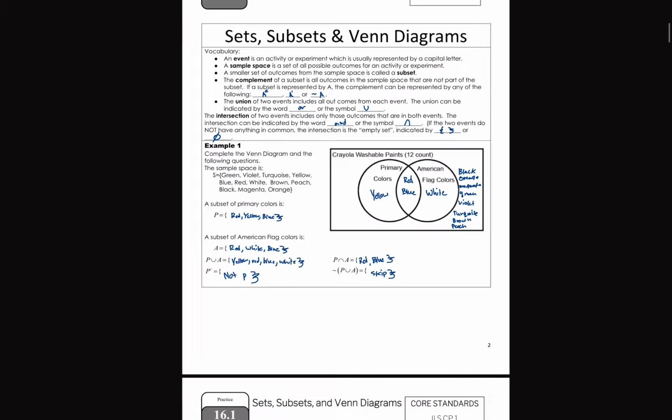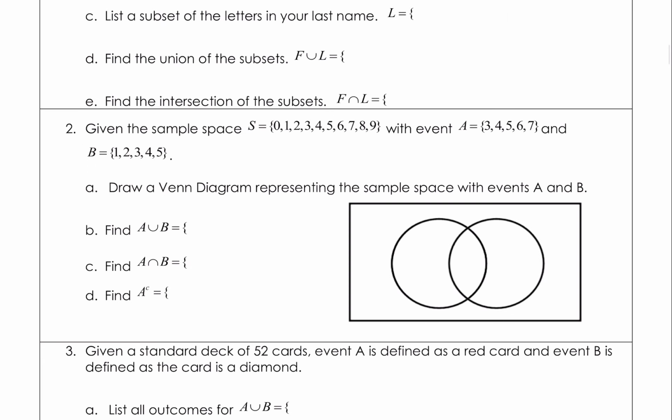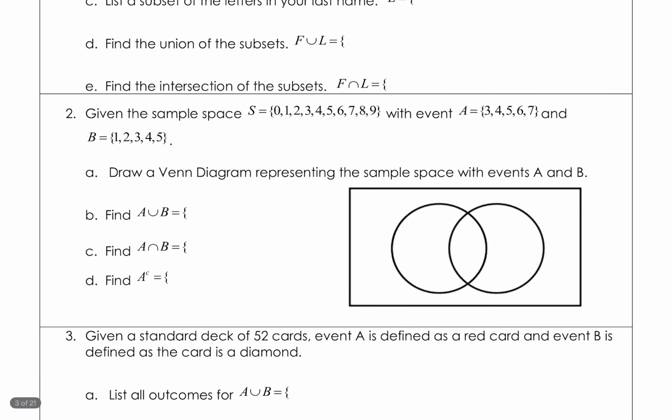Now we are going to turn the page and go to example 2 here. We're going to skip example 1 and jump to example 2. Given the sample space S, which is 0, 1, 2, 3, 4, 5, 6, 7, 8, 9, and the event A, which is 3, 4, 5, 6, 7, and B, which is 1, 2, 3, 4, 5, we're supposed to draw the Venn diagram representing A and B.